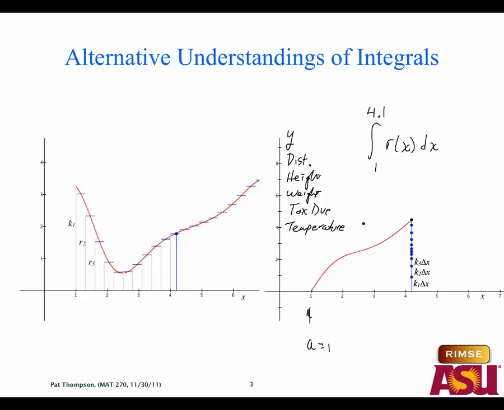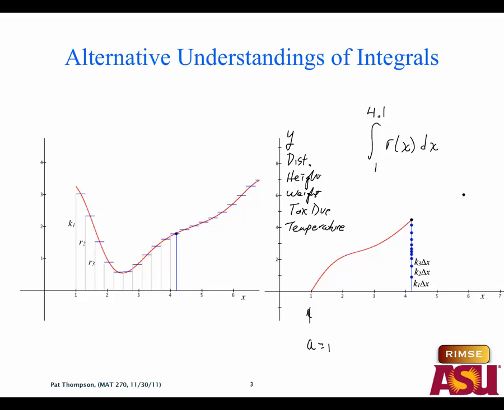What number is it? If this were the exact accumulation function, it'd be the y-coordinate of this point, right? And so we were saying this calculates the exact amount of accumulation of some quantity as x changes from 1 to 4.1. So that might have been height, temperature, tax due, weight. Okay, so this is how we conceived of the meaning of integral. But there's an alternate understanding, and in the traditional calculus course, for several years now, this alternate understanding has been the focus. So let's take a look at what that is.